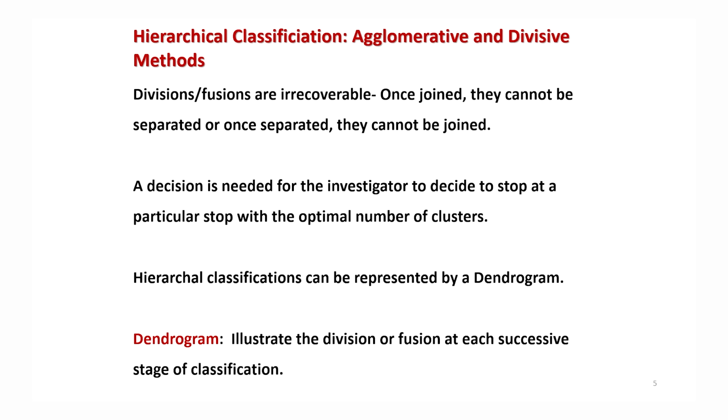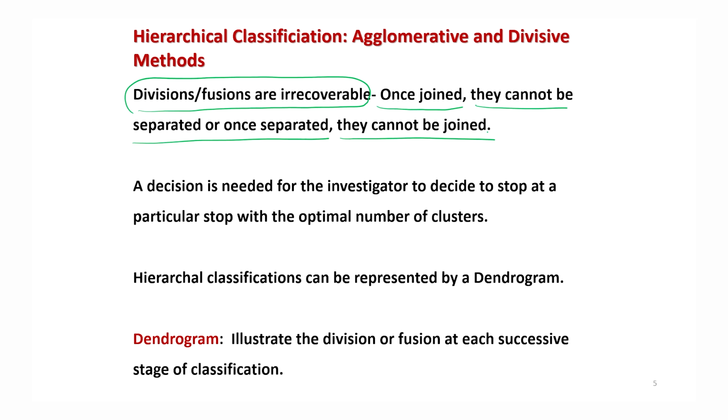And there are some limitations. For example, in the divisive methods or in the agglomerative methods, the divisions or the fusions are irrecoverable. That means once two clusters have been joined, then in the next step they cannot be separated, or once separated they cannot be joined. So, this approach is only one way. Either you are trying to fuse different clusters together, or you are trying to divide different clusters; they are not reversible.